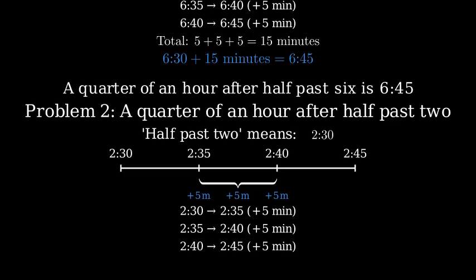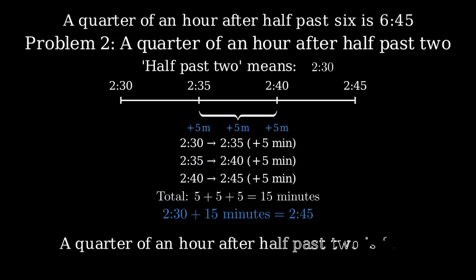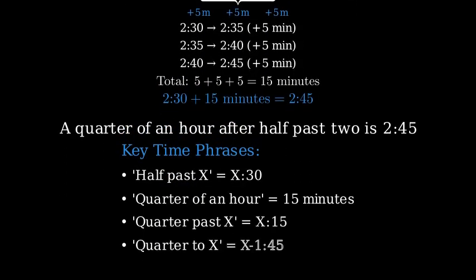Again, let's add up the jumps. 5 minutes plus 5 minutes plus 5 minutes equals 15 minutes, confirming we've added a quarter of an hour. So, a quarter of an hour after 2:30 is 2:45. To summarize what we've learned, phrases like half past tell us to add 30 minutes to the hour mentioned. And phrases like a quarter of indicate fractions of an hour, with a quarter being 15 minutes.